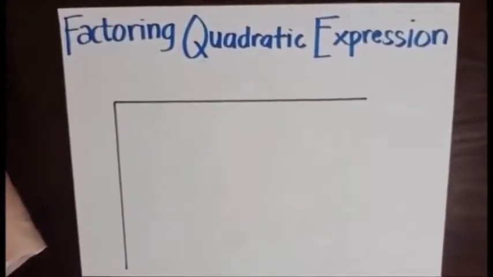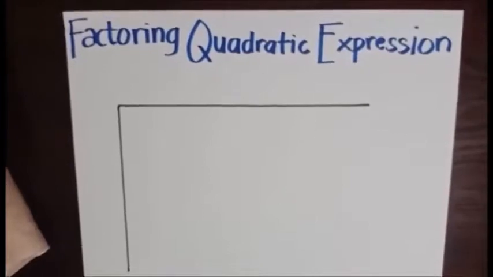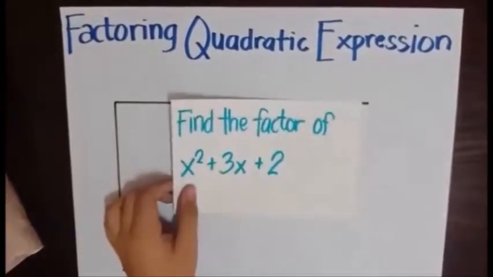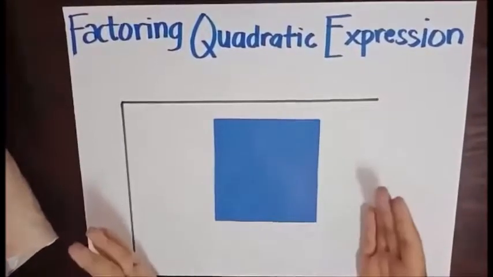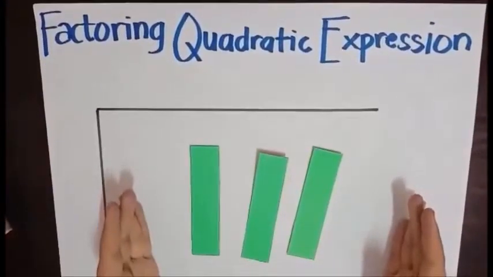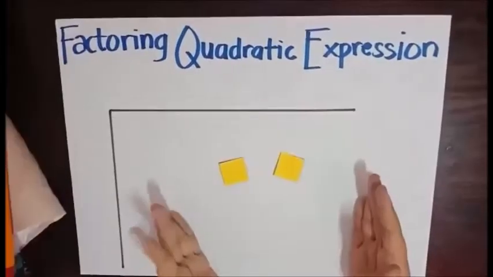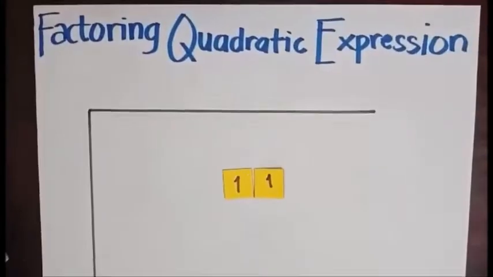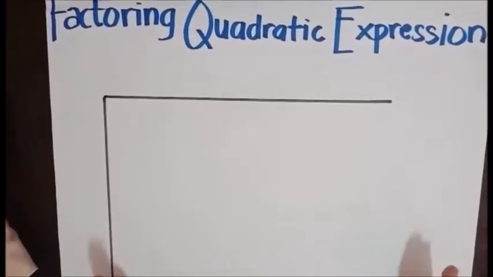I have more examples about factoring quadratic expressions. Today, I will teach you how to factor quadratic expressions using algebra tiles. Today, we will factor x squared plus 3x plus 2. We will use a tile that represents x squared, 3 pieces of green tiles which represents variable x, tiles that represents number 1. First, form a rectangle using the tiles.